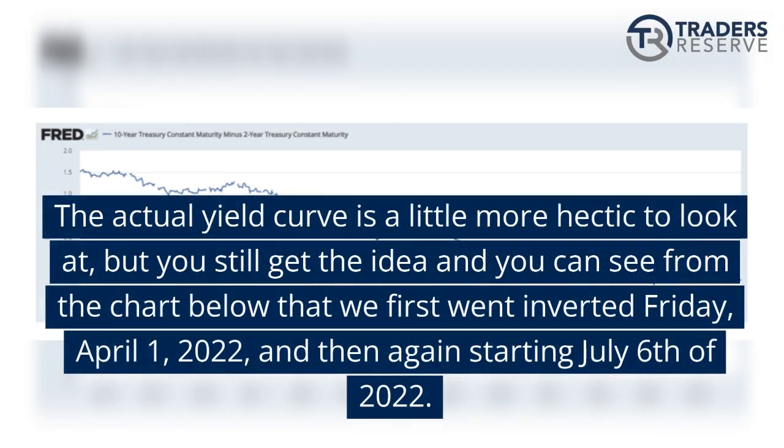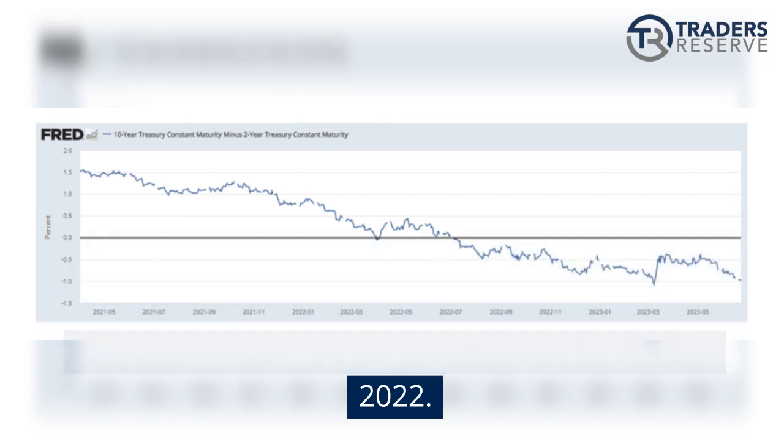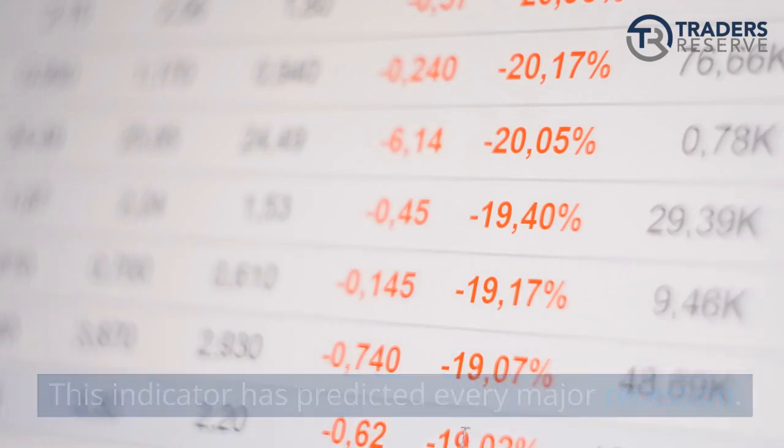The actual yield curve is a little more hectic to look at, but you still get the idea, and you can see from the chart below that we first went inverted Friday, April 1, 2022, and then again starting July 6 of 2022. This indicator has predicted every major recession.